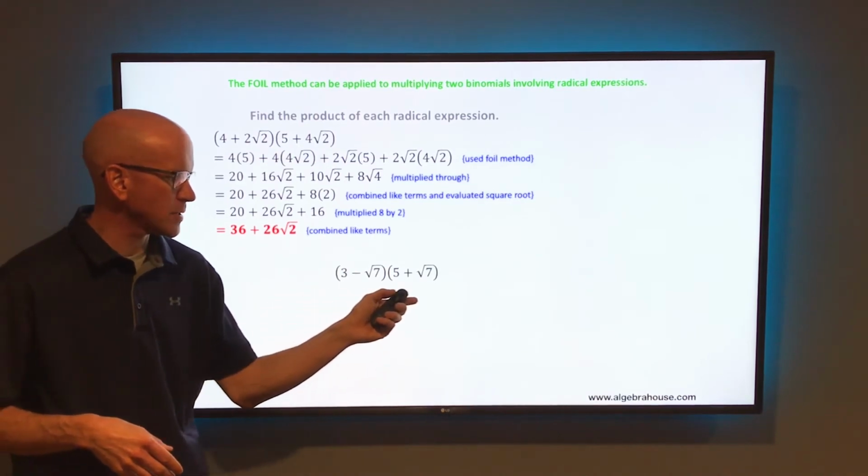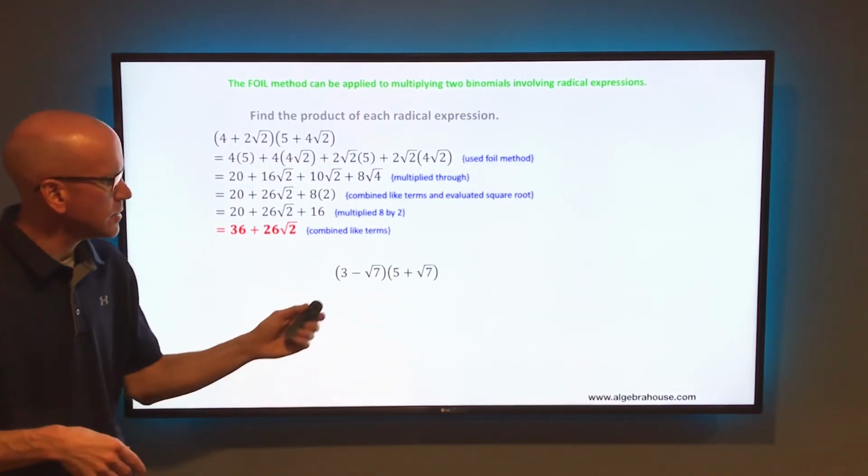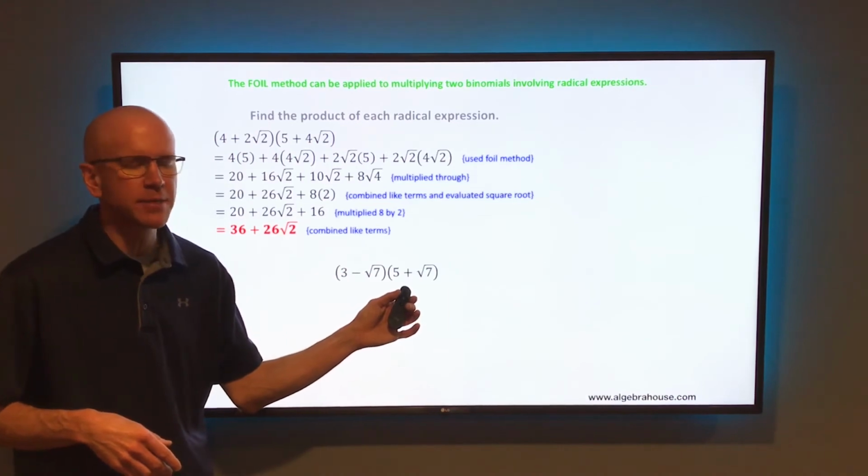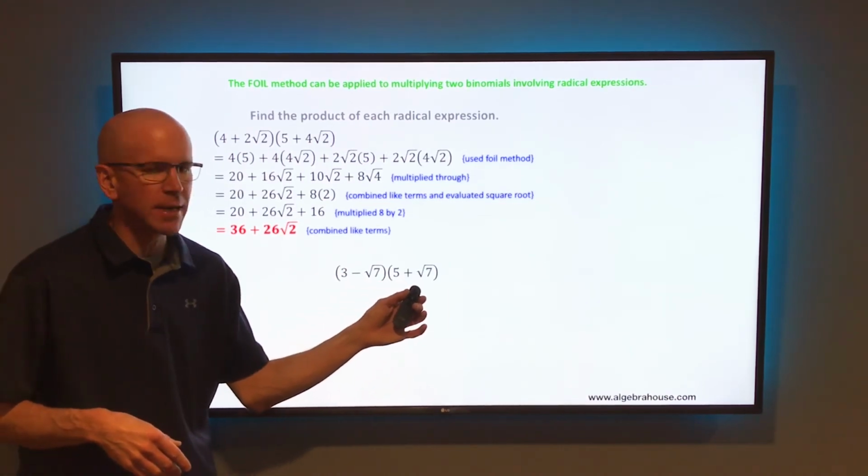Next, 3 minus the square root of 7 times 5 plus the square root of 7. Just distribute that 3 through that second set of parentheses, and then distribute the negative square root of 7 to that second set of parentheses.